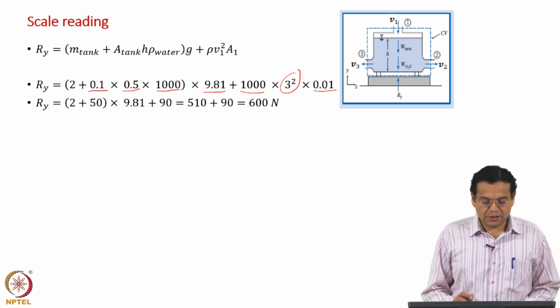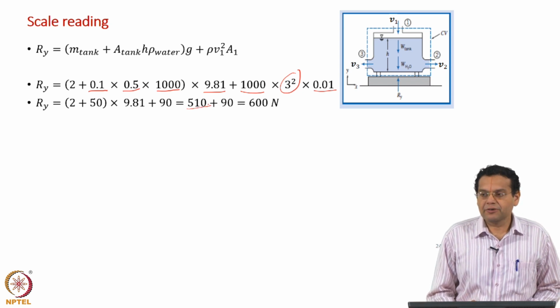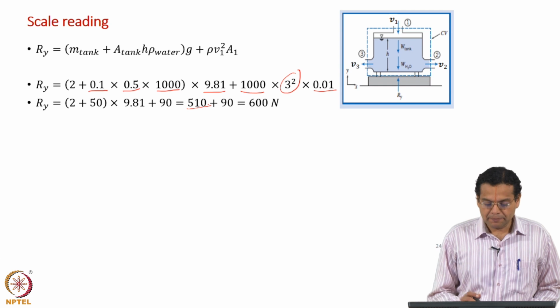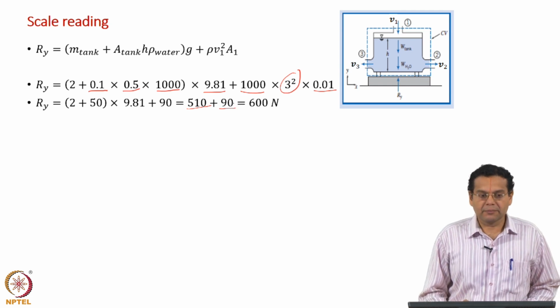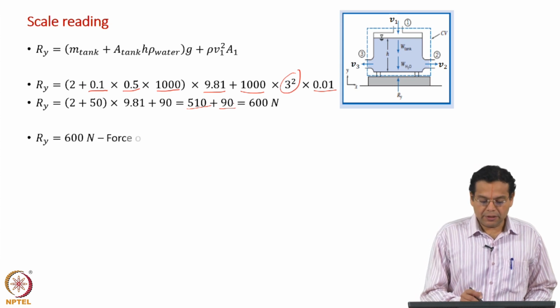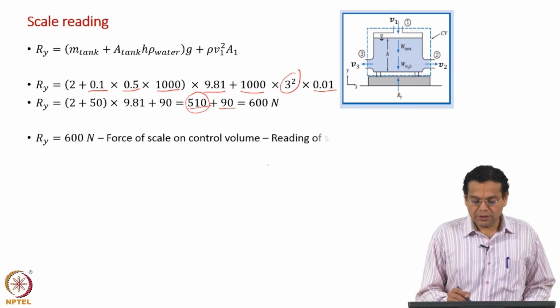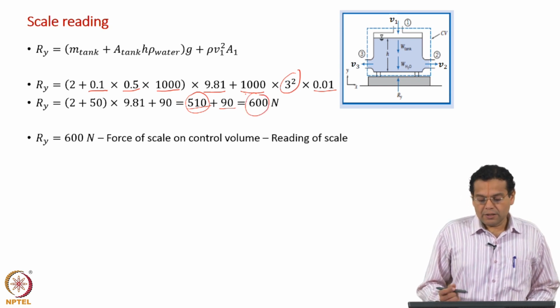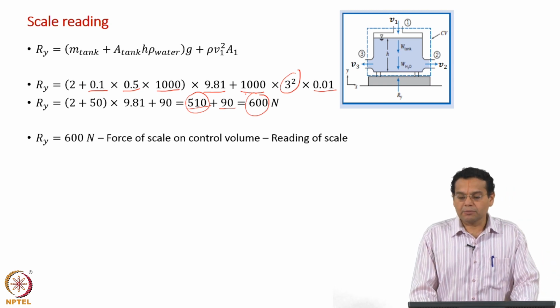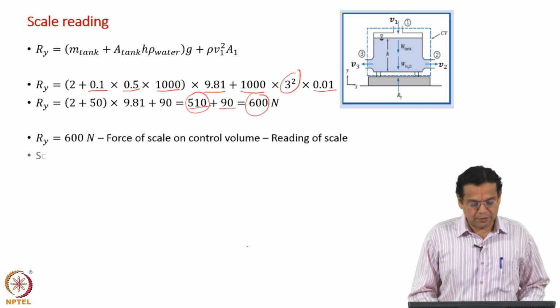It has two components to it, that is why specifically the steps are shown in terms of components. One component is because of the weight of the tank and the water, other component is because of the momentum. Okay. So, if you are neglecting momentum, then we would conclude, I would say wrongly, 510 Newton, but the balance would show 600 Newton, taking into account the momentum of entering fluid. Okay. So, force of scale on the control volume, which is the reading of the scale.